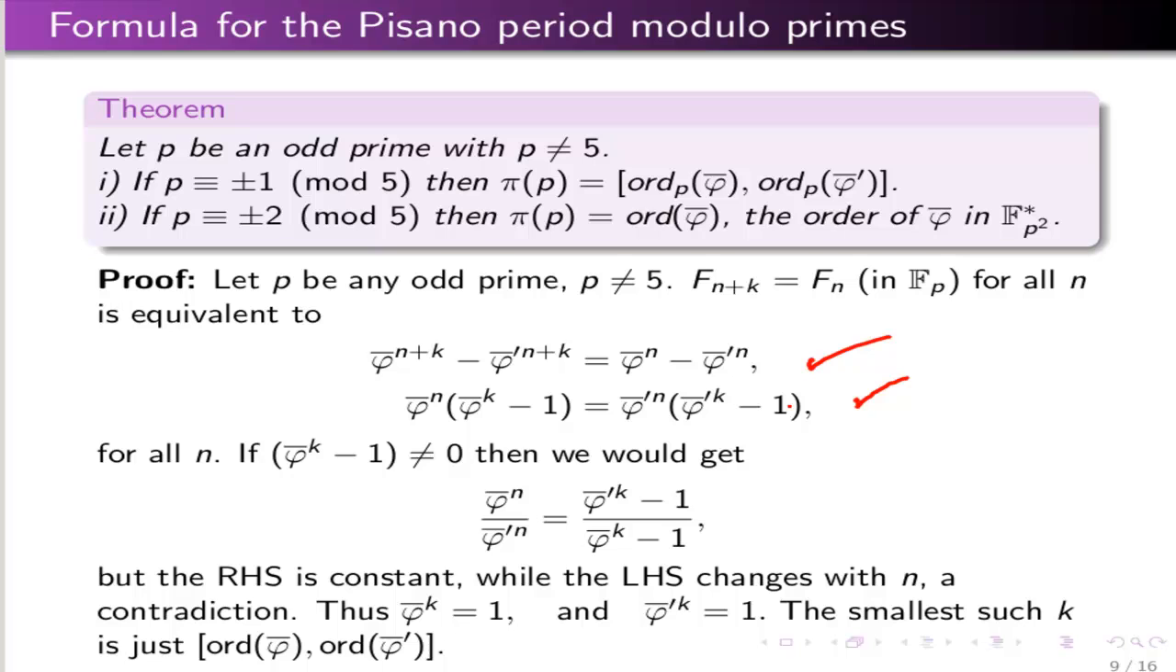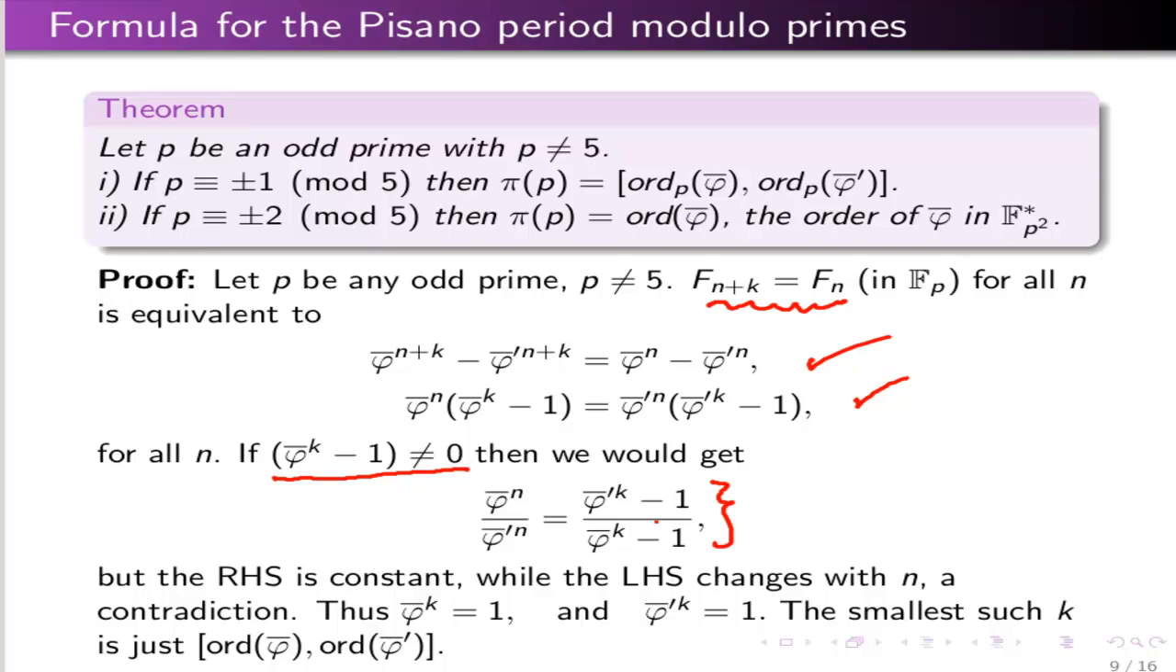Now, if this quantity is not equal to 0, then dividing both sides by it, I would get phi bar to the n over phi prime bar to the n is this ratio here, which depends only on k. So we're trying to come up with a relationship that holds for all n. So to be periodic, we need this to hold for all values of n. So how is it possible to have this changing quantity on the left equal to a fixed value here? Well, that certainly is a contradiction.